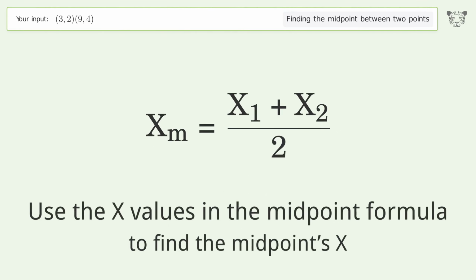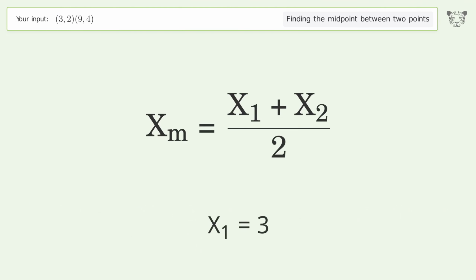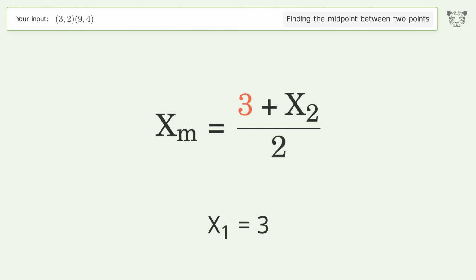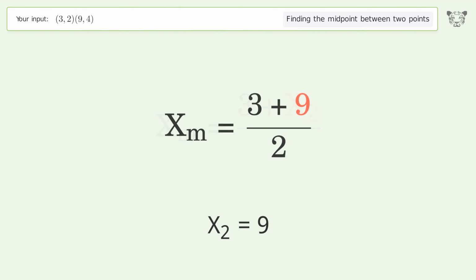Use the x values in the midpoint formula to find the midpoints x. x1 equals 3. x2 equals 9. Simplify the arithmetic.